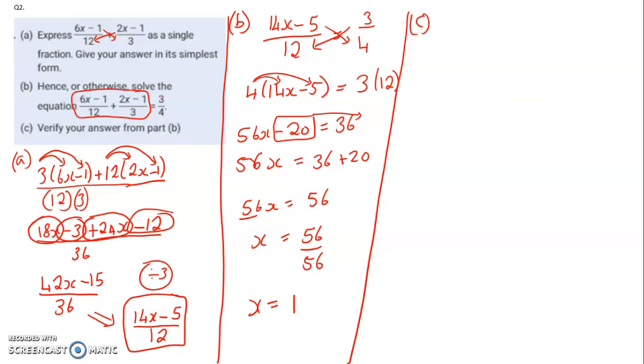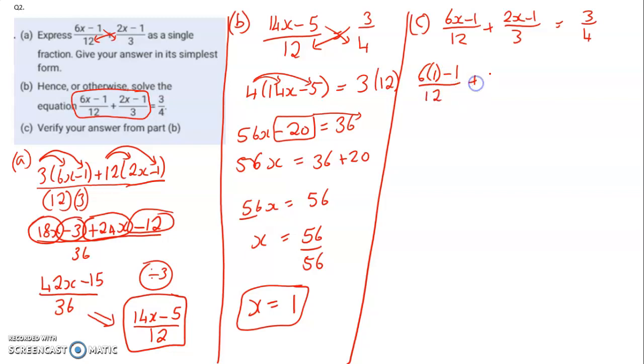So what I'm going to do is I'm going to use part B, 6x minus 1 all over 12 plus 2x minus 1 all over 3 equals 3/4. So I have to make sure that the left-hand side ends up equal to the right-hand side. So instead of x, I'm going to substitute in my answer of 1. So 6 bracket 1 minus 1 over 12 plus 2 bracket 1 minus 1 all over 3, and that should be equal to 3/4. So let's check it out and see. So 6 by 1 is 6, take away 1 is 5 over 12, plus 2 by 1 is 2, take away 1 is 1 over 3.